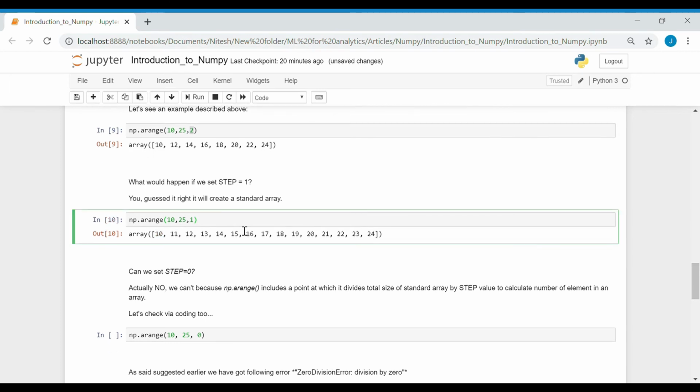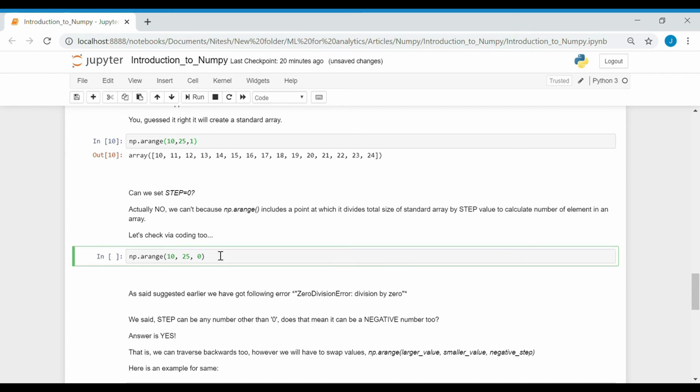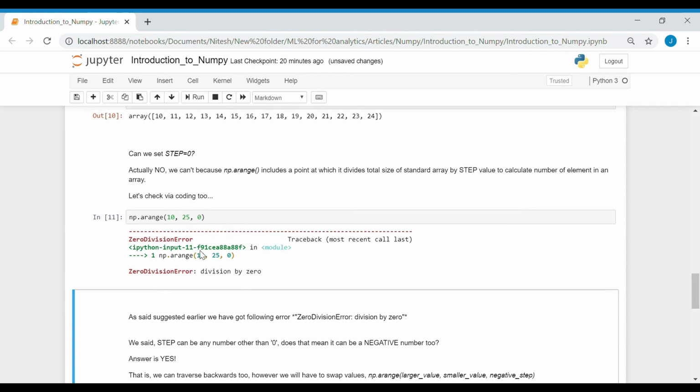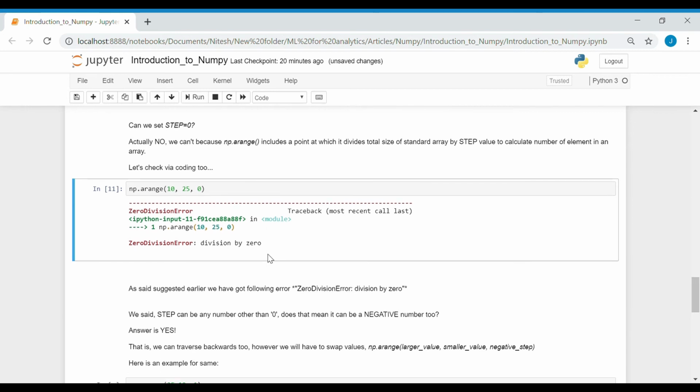Can the step value be 0? No, you cannot provide the step value 0. There is a reason for that. Let's learn that reason by running this example. As you can see, we are getting an error: division by 0. The reason for that is, at some point, NumPy calculates how many elements should be there in our array. That is calculated by the total number of elements divided by this. So simply we cannot divide that by 0. Due to which we cannot use the value 0.